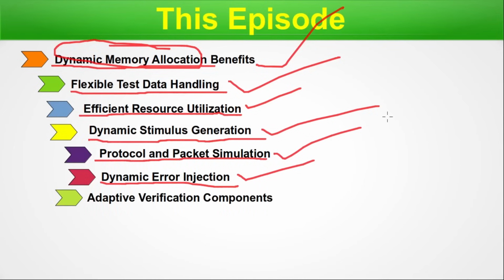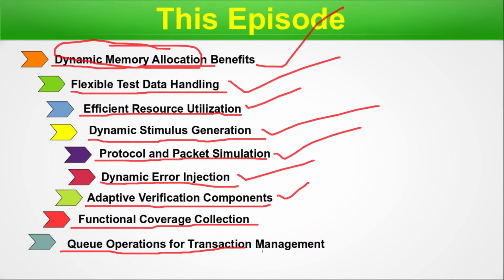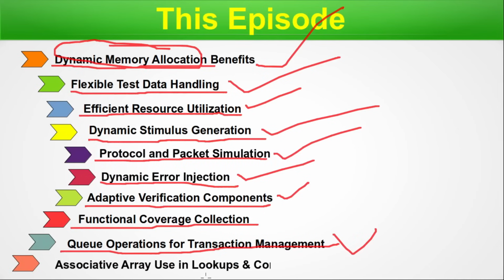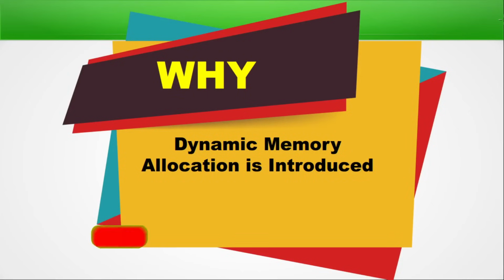Going further, we will talk about adaptive verification components, functional coverage collection, queue operation for transaction management, and associative arrays in lookups and concurrency testing. So all of these aspects will be covered with respect to the dynamic memory allocation that has been newly introduced in SystemVerilog as compared to Verilog. So without any further delay, let's begin.